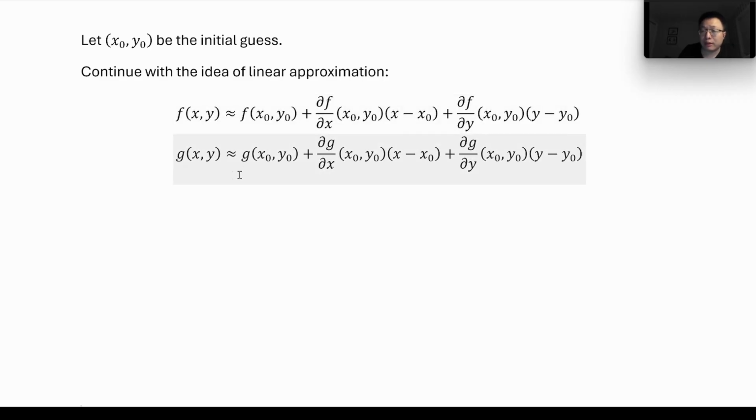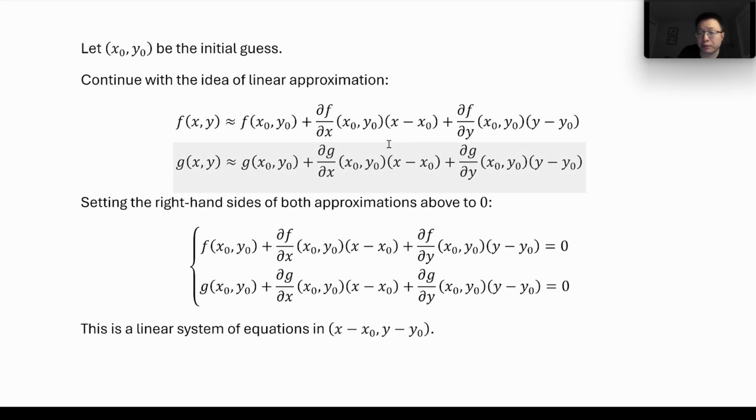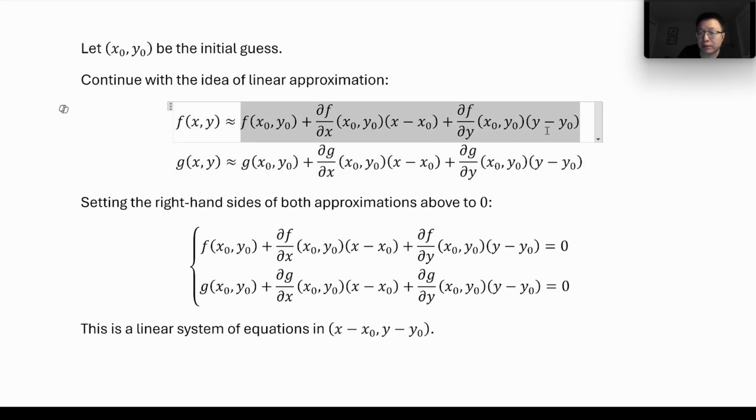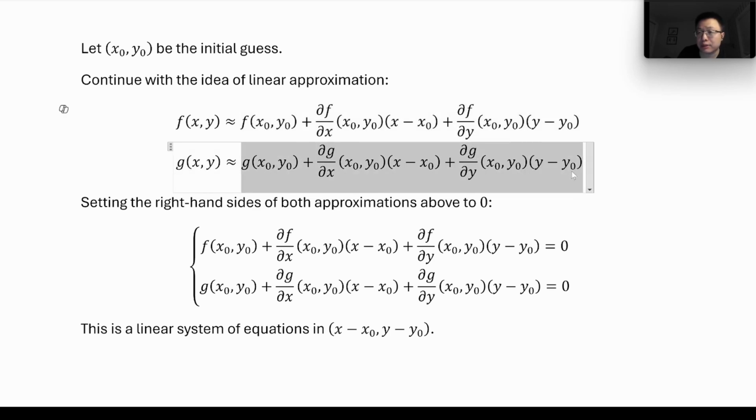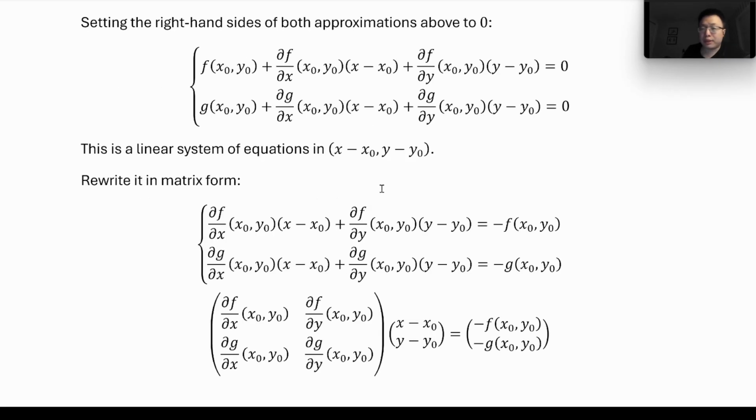And also we have a linear approximation of g near the point x0, y0. So what we're going to do next is to simply set the right-hand side of these two approximations to be 0 simultaneously. And that gives us a linear system of equations in x minus x0 and y minus y0. We can then write the linear equations in matrix form.